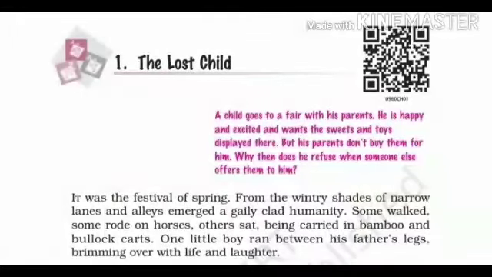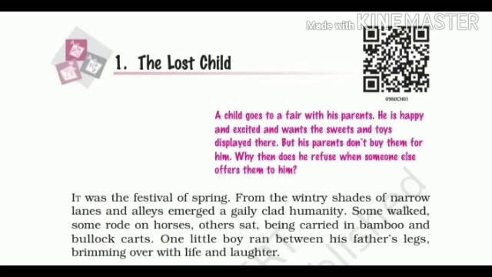A child goes to a fair with his parents. He is happy and excited and wants the sweets and toys displayed there. But his parents don't buy them for him. Why then does he refuse when someone else offers them to him? So let's read and find it out.